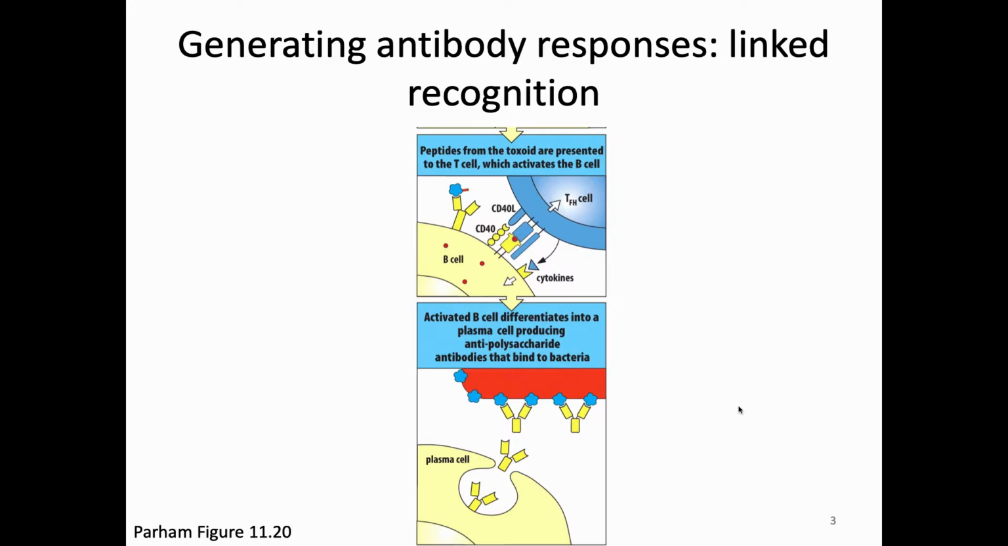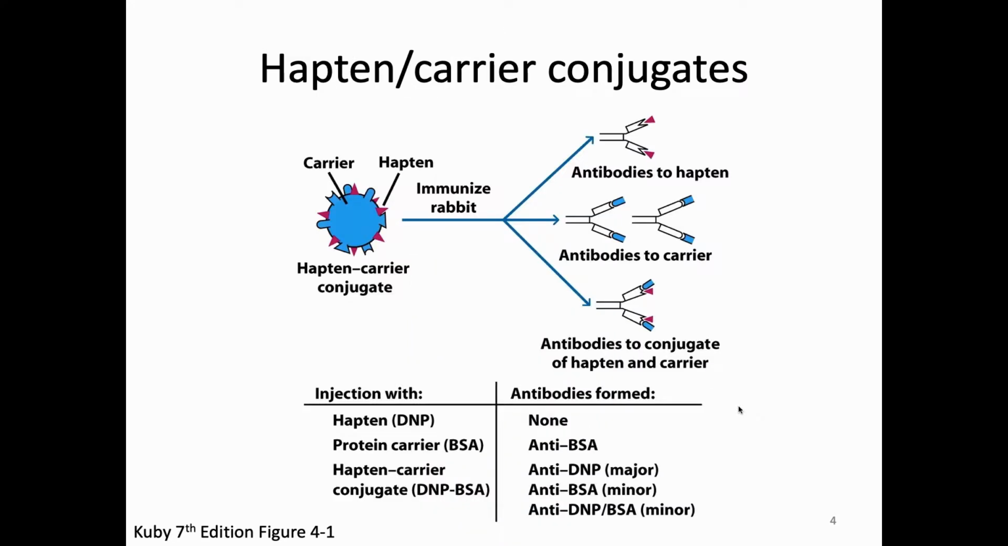So very frequently, when we do this, if you really want to make a response to some kind of hapten, some small molecule that doesn't have a T cell epitope, you will couple that hapten to a carrier. You'll make your hapten carrier conjugate, and immunize the rabbit.